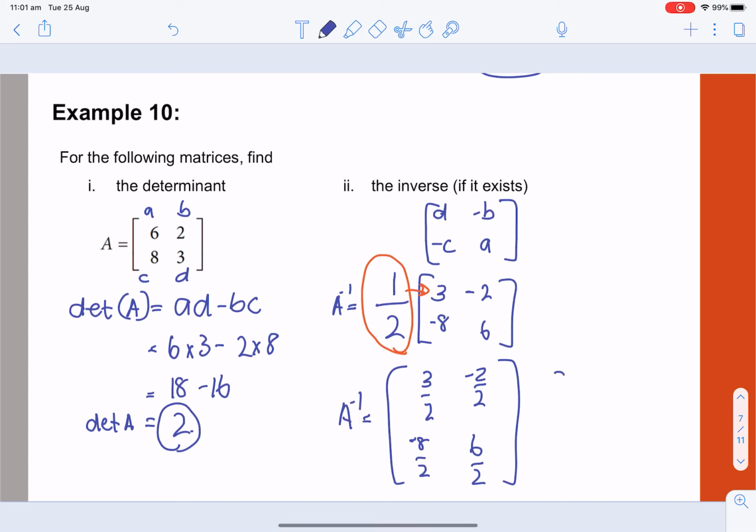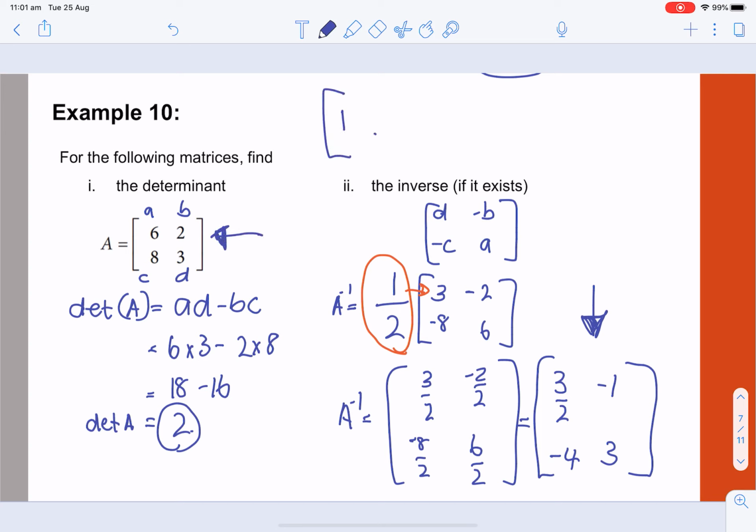So simplifying 3 on 2, can't do, so we keep it. We try to keep things in fraction form as well rather than moving them into decimal form. Negative 2 on 2 gives us negative 1. Negative 8 on 2 is negative 4. And 6 on 2 gives us 3. This is the inverse. Now, if I was to multiply this inverse matrix by this original matrix, I would end up with the identity matrix. I'm not going to go into detail and show you how to do it, but just trust me.